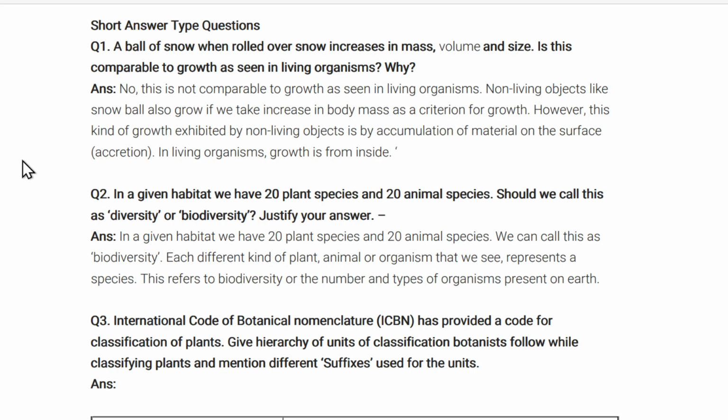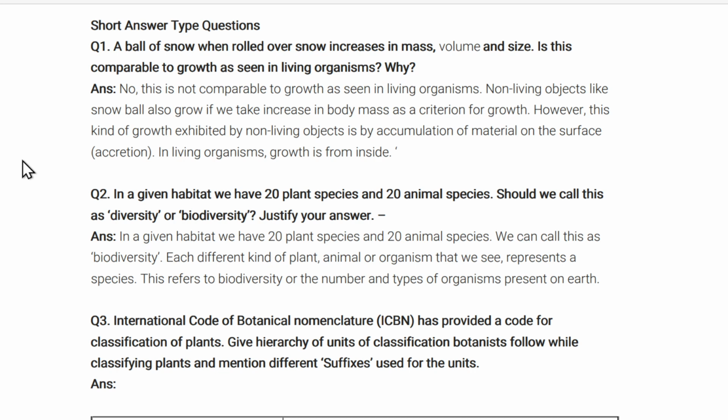Non living objects like snowball also grow if we take increase in body mass as a criteria for growth. However, this kind of growth exhibited by non living objects is by accumulation of material on the surface, which is known as accretion. In living organisms, growth is from inside.